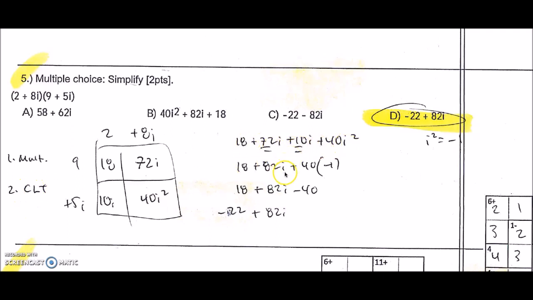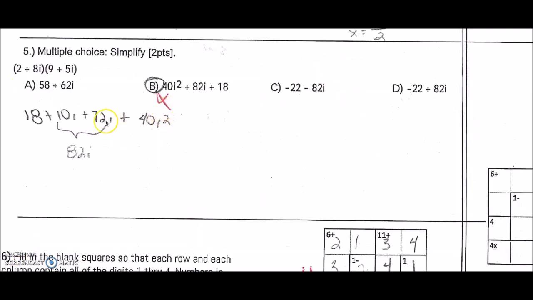So those are my like terms. And remember, i squared is equal to -1. So you do the substitution here. 40 times -1 is -40. -40 plus 18 is -22 plus 82i. That's choice D.